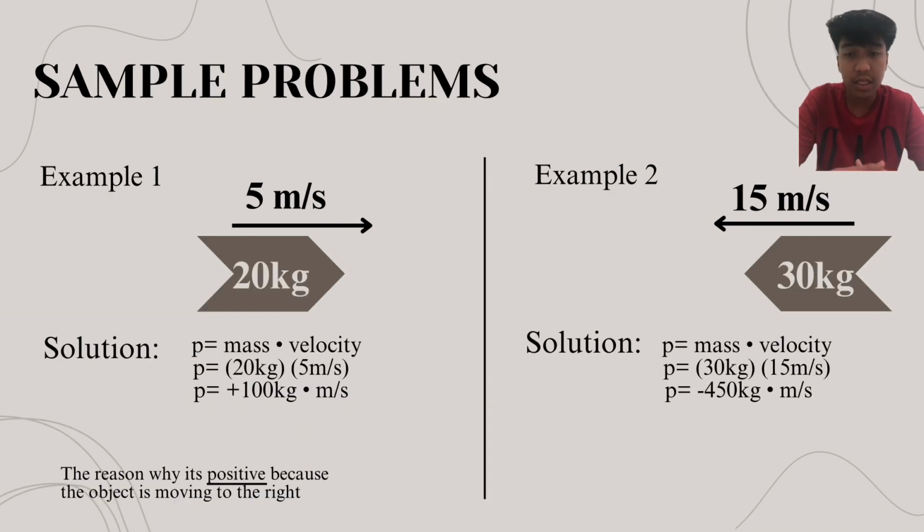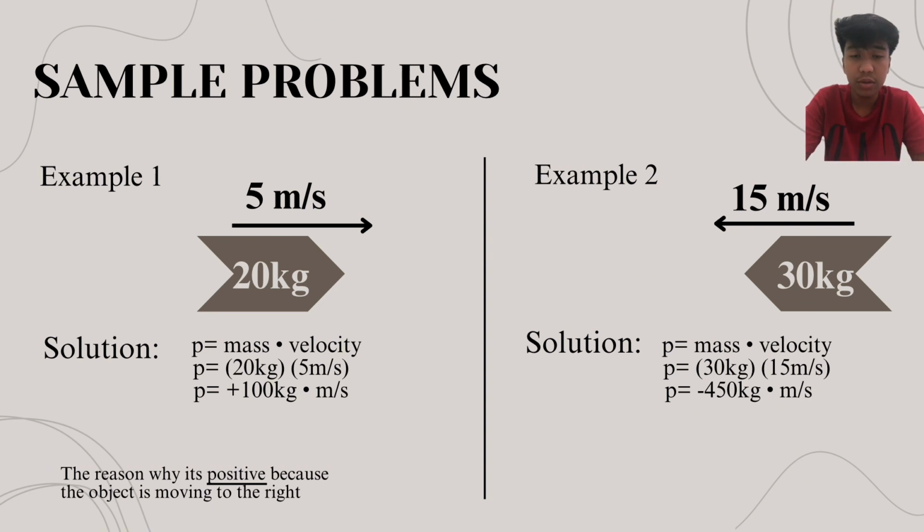Example problem. Example number 1. An object is going to the right. The object is 20 kilogram, approximately 5 meter per second. So the solution is P, or momentum, is equal to mass times velocity. So P is equal to 20 kilogram times 5 meter per second. So P equals positive 100 kilogram times meter per second. The reason why it is positive is because the object is moving to the right.